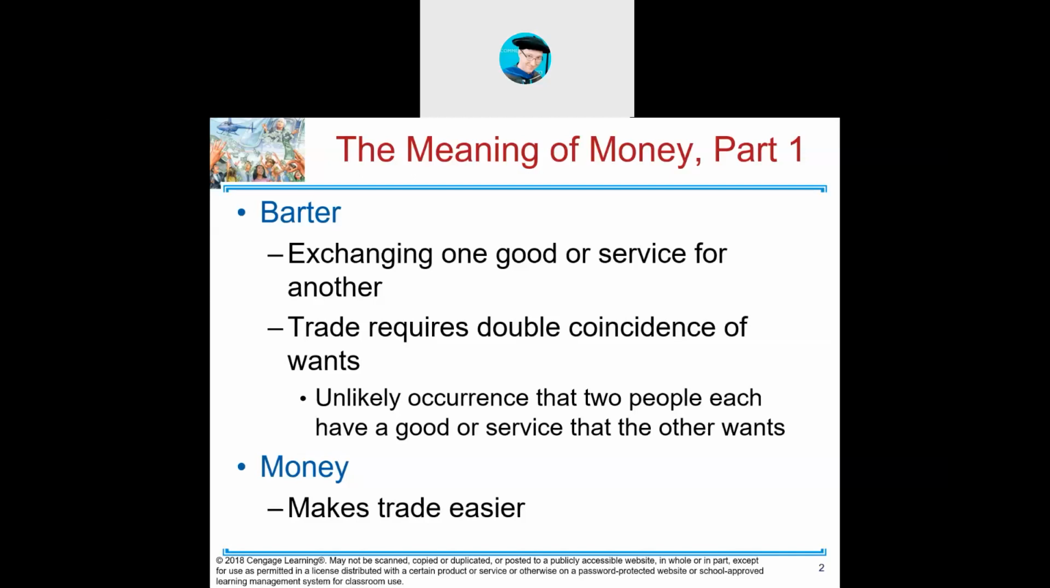And then later in life, money came along, right? And we've been using money to make trade easier. How does it make it easier? Well, instead of you exchanging goods or services with me, I simply purchase it from you, right? And that's kind of what that means.